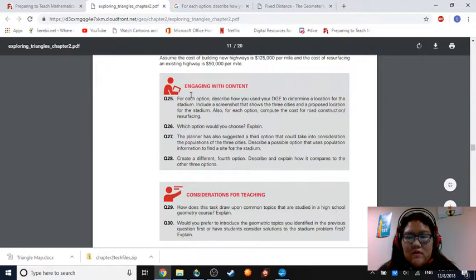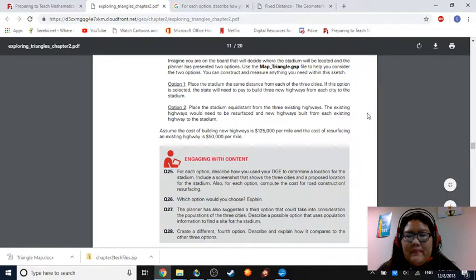So for 25, for each option, describe how you use your DGE to determine a location for the stadium, include a screenshot. Also, for each option, compute the cost for road construction and resurfacing. So first, let's check option number 1.